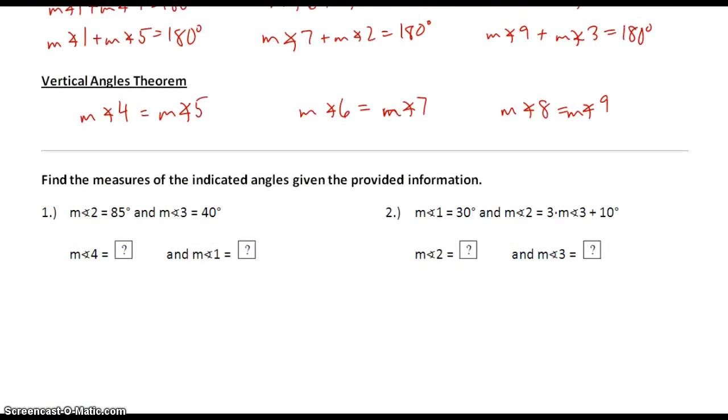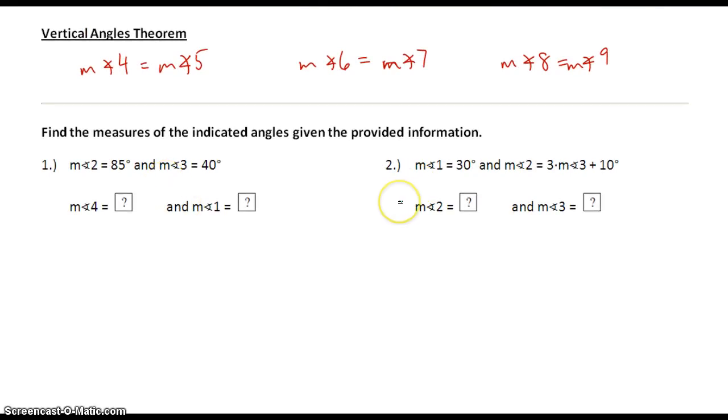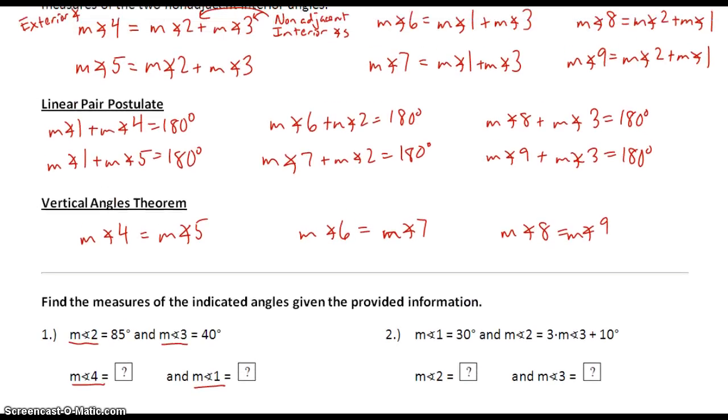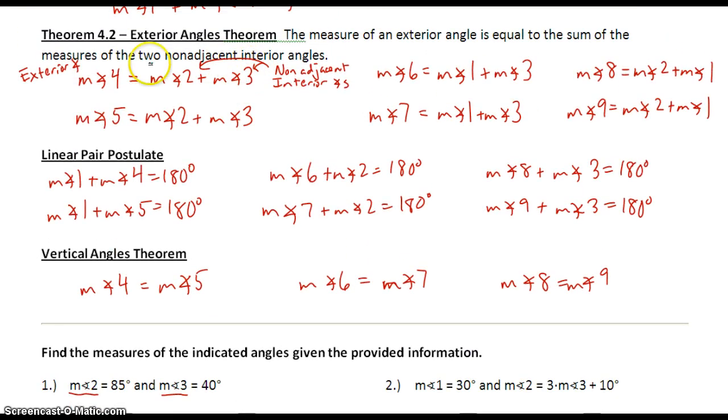Well, let's use this diagram to answer these two examples. I'm given angle 2 and angle 3, and I need to find angle 4 and angle 1. So I need to find an equation from above that involves angle 2, angle 3, and angle 4. Here's an example that involves angle 2, 3, and 4. So that's where I want to start.